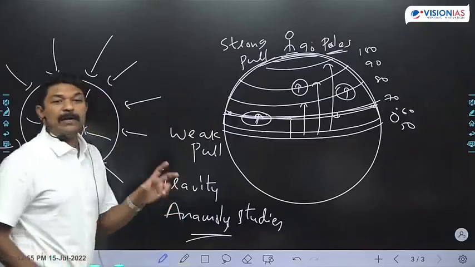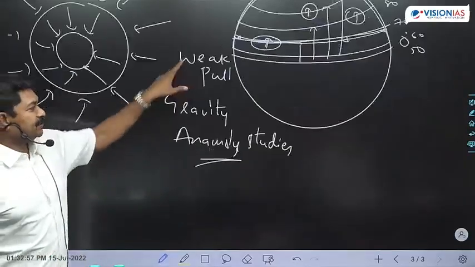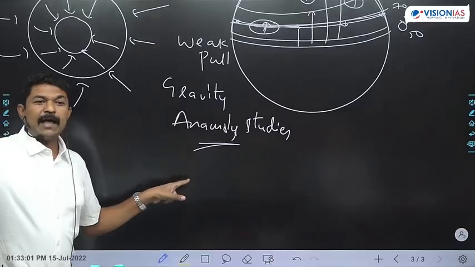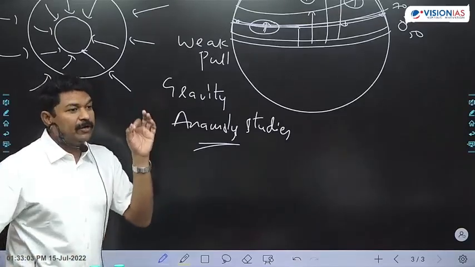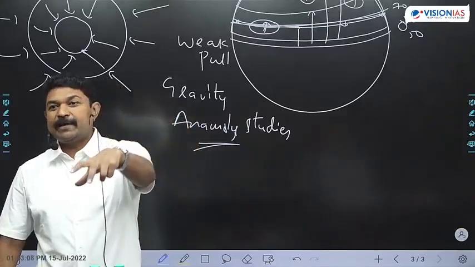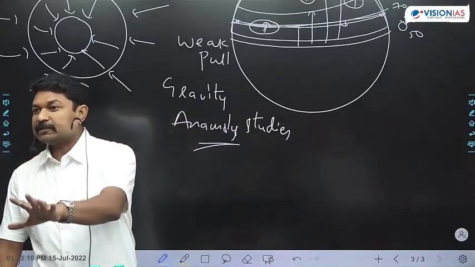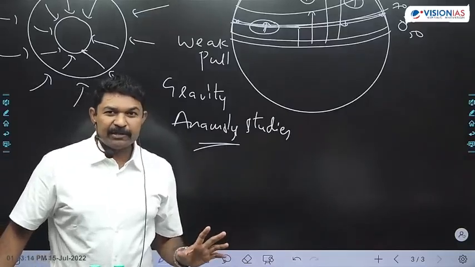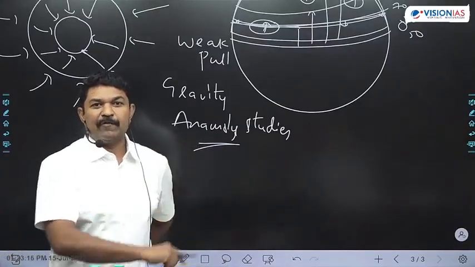What do you mean by anomaly? Nothing but changes. Is it clear? No one is going to ask you what you mean by gravity anomaly studies. But you need to understand that gravity anomaly is one of the indirect sources of evidence to understand the Earth's interior. Is it clear? Can there be any question like explain the gravity anomaly of Earth's interior? No.